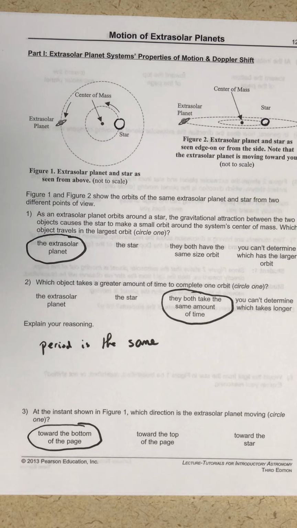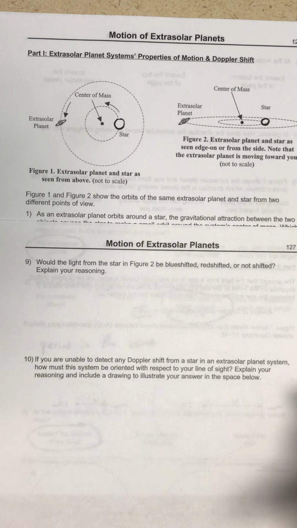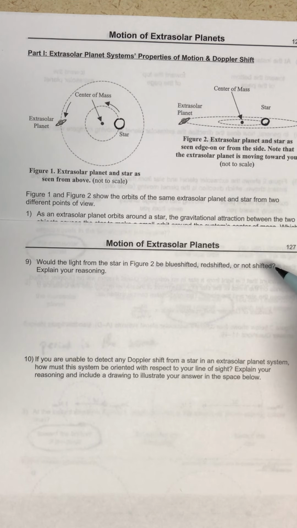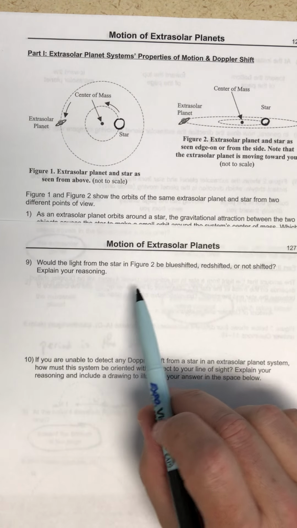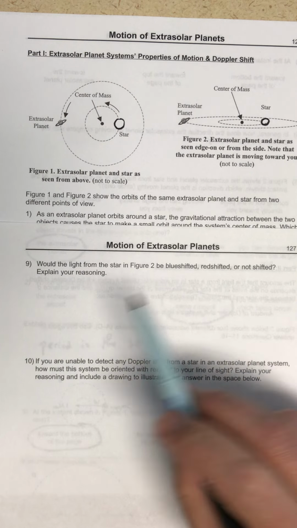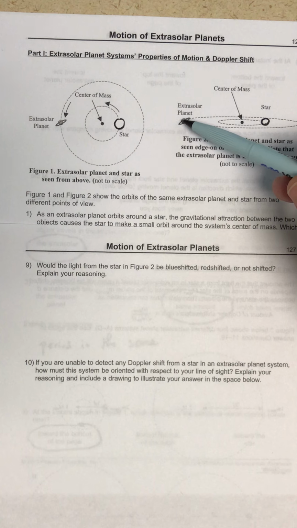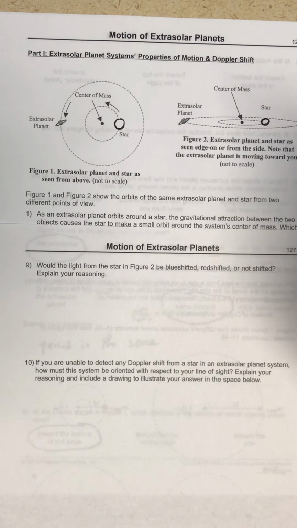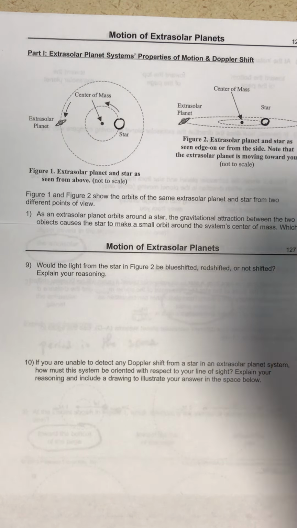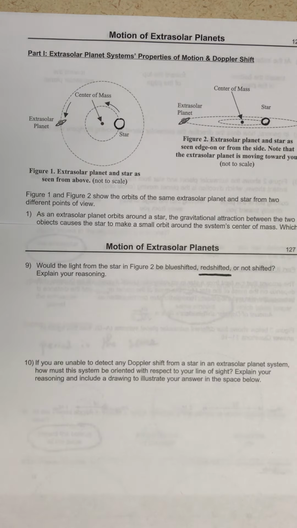All right. Question 9. Would the light from the star in figure 2 be blue shifted, red shifted, or not shifted? Explain your reasoning. So at this moment in time, the planet is coming towards us and the star is moving away from us, and moving away from us is red shifted.